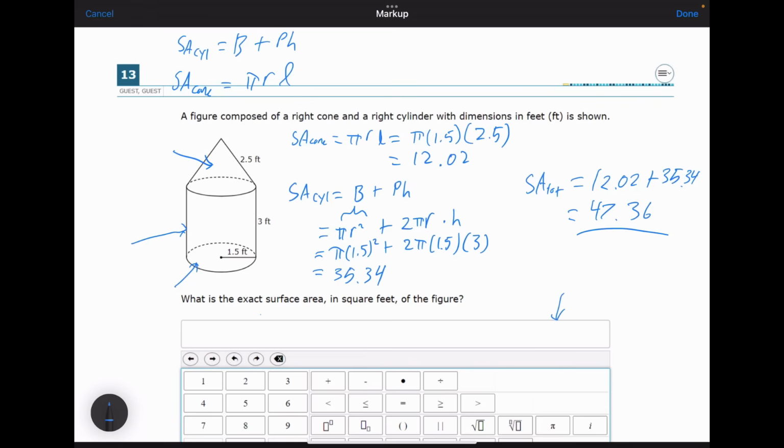So this is my final answer for the surface area, and in case it's asked, I don't know if it would be here or not. I don't see a section asking for it, but I would specify that this is in square feet because all of the particular units up to this point have been in feet, and it's asking for it in square feet. So final answer, 47.36 square feet for question number 13.